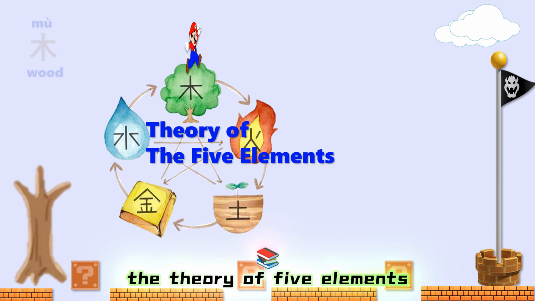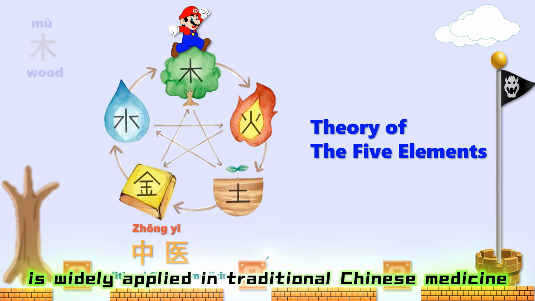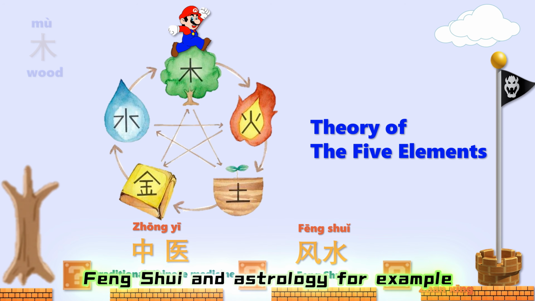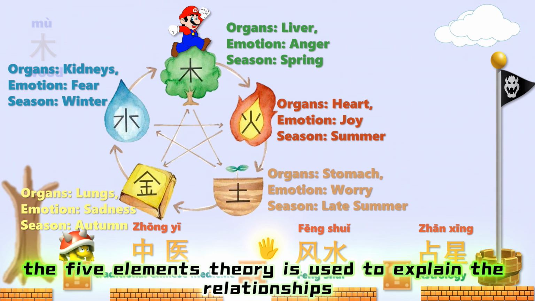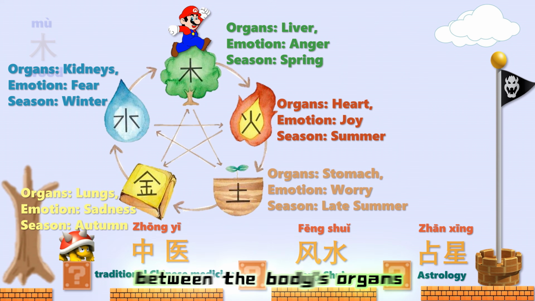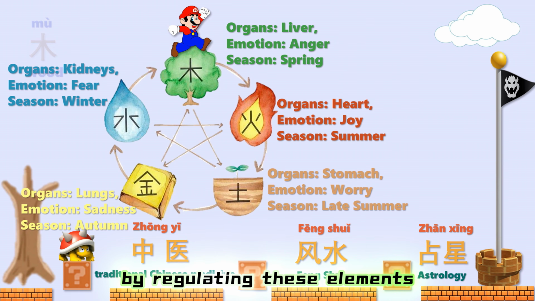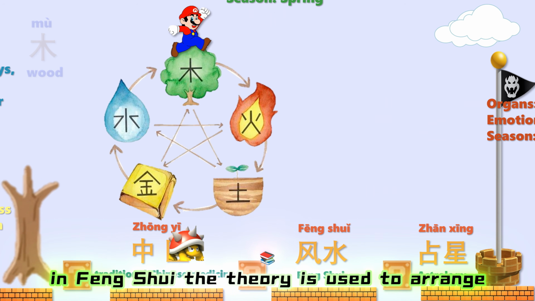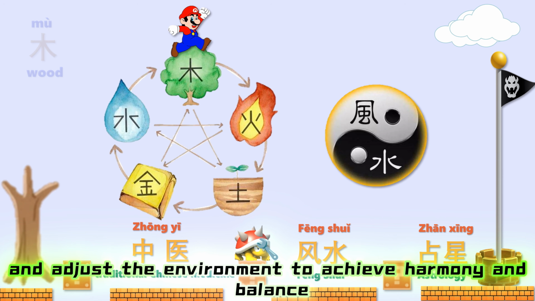The theory of 5 elements is widely applied in traditional Chinese medicine, FengShui, and astrology. For example, in traditional Chinese medicine, the 5 elements theory is used to explain the relationships between the body's organs and how to achieve balance and health by regulating these elements. In FengShui, the theory is used to arrange and adjust the environment to achieve harmony and balance.